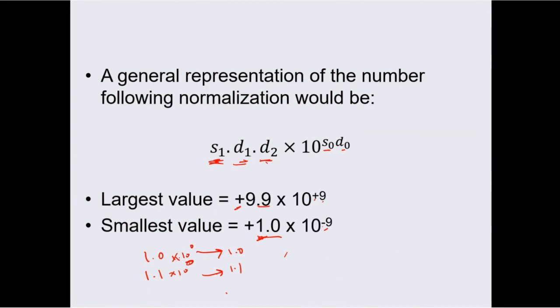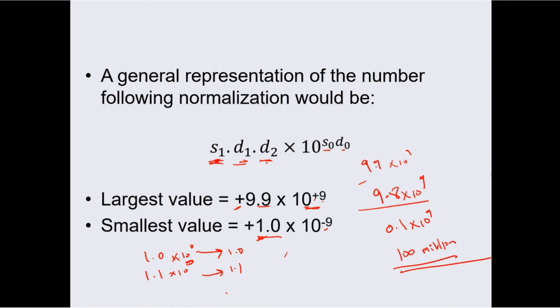The extreme case that you are going to have is the largest possible number, 9.9 into 10 to the power 9. What's the next number below this? It is going to be 9.8 into 10 to the power 9. And what's the hole size here now? If you subtract them, you'll get 0.1 into 10 to the power 9. That's a hole size of 100 million.